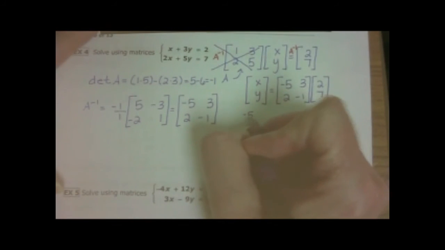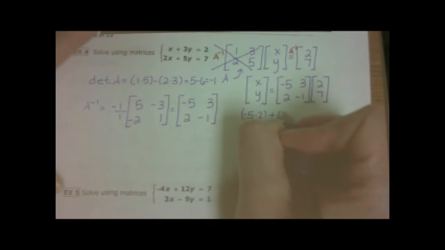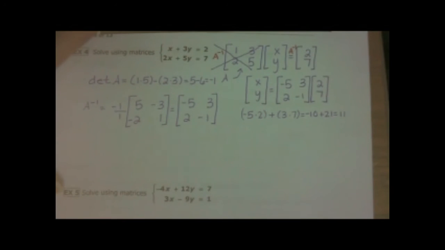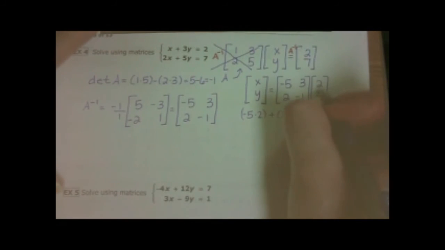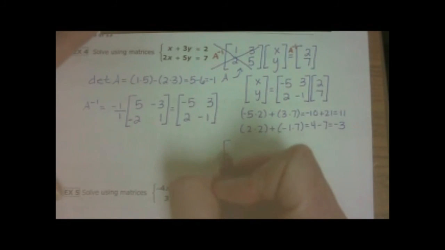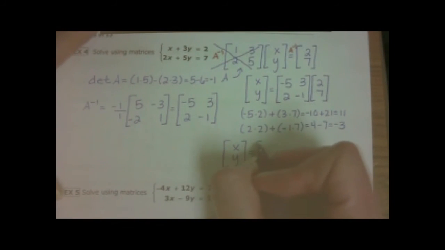Remember, this row times this column. So I've got -5 times 2 plus 3 times 7 is -10 plus 21 gives me 11. Do this row times this column is 2 times 2 plus -1 times 7 equals 4, minus 7 equals -3. So here's how we're going to write our solution. As matrices, xy equals 11, -3.